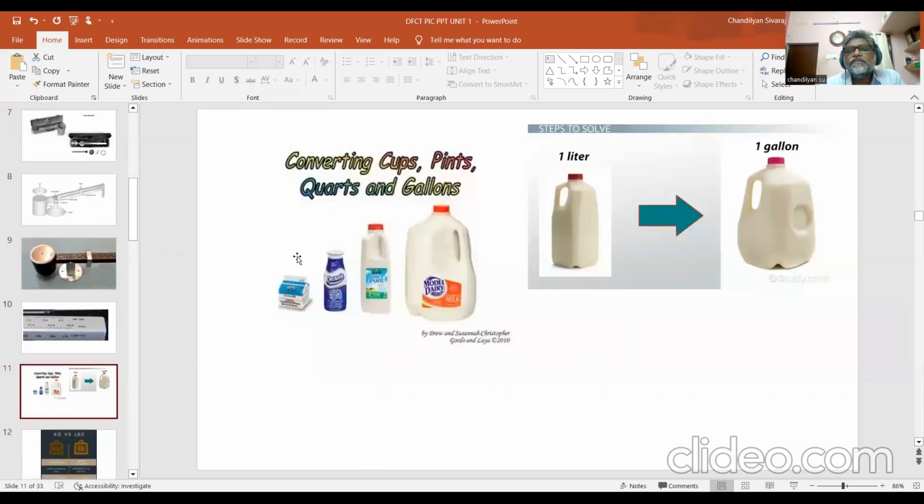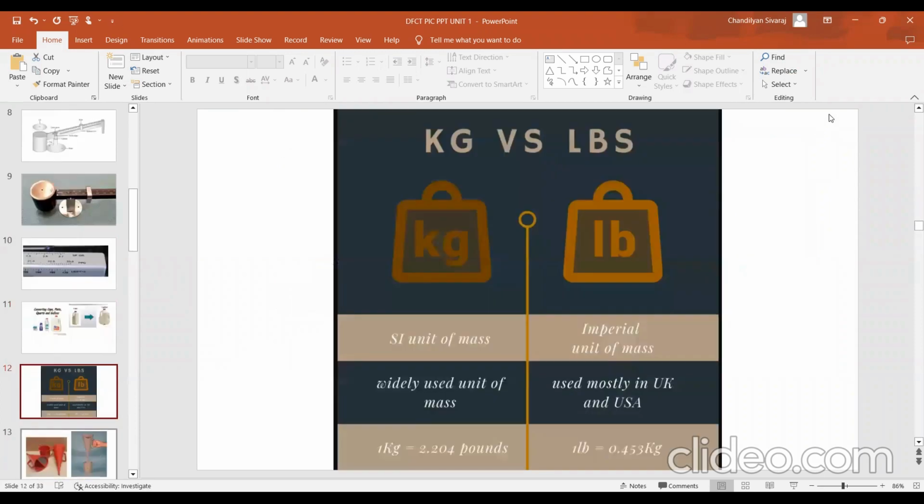Let's say this is a picture for a gallon. So you can see the cups, this is what it is. And pint means this one, quarts means this one, and gallons. 1 liter is equal to how much gallons? If that is your question, I have a follow-up slide here.